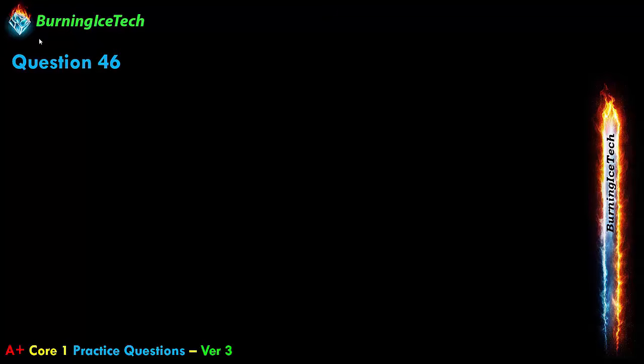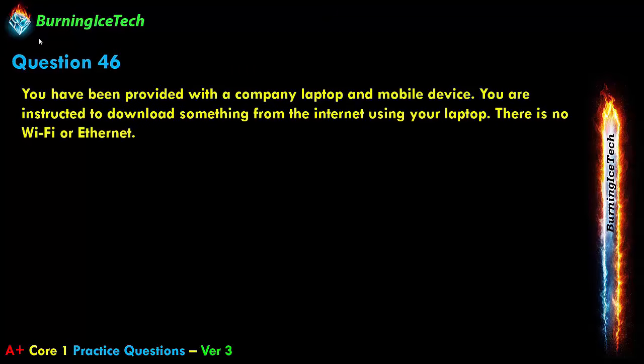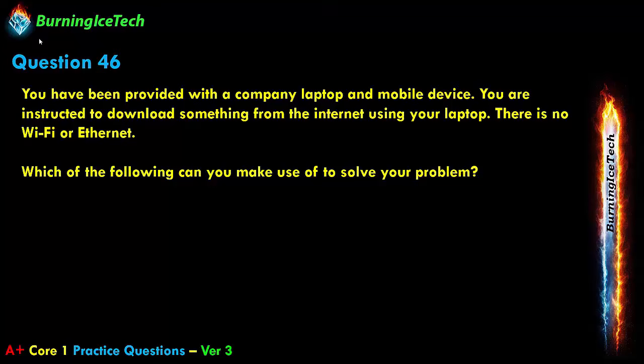Question 46. You have been provided with a company laptop and mobile device. You are instructed to download something from the internet using your laptop. There is no Wi-Fi or Ethernet. Which of the following can you make use of to solve this little problem that you find yourself in? Now, I've given you guys 4 options there. Let's see if you guys can figure this one out.